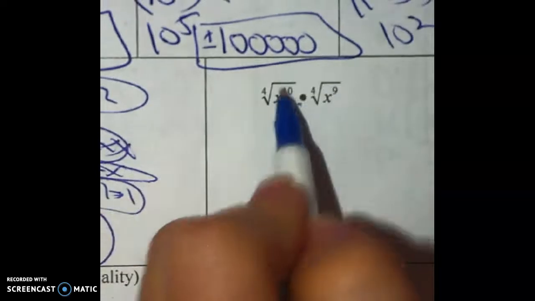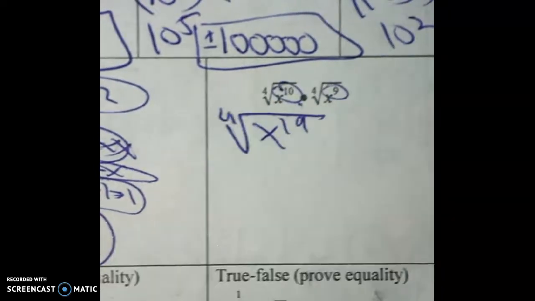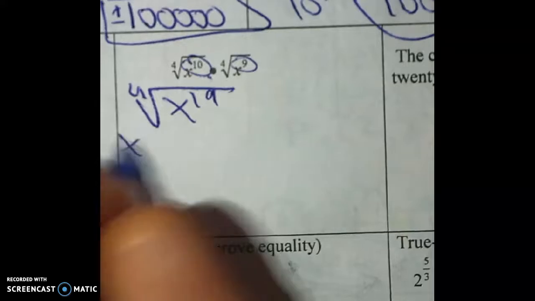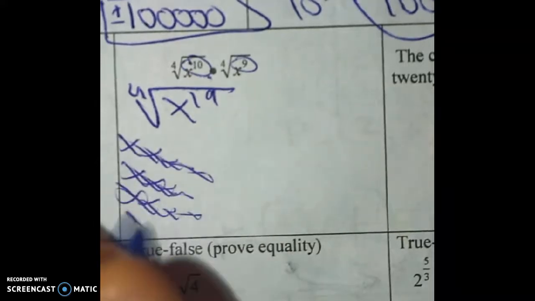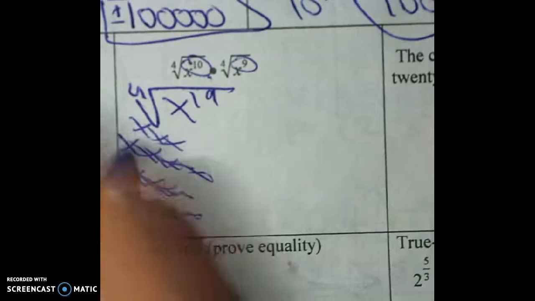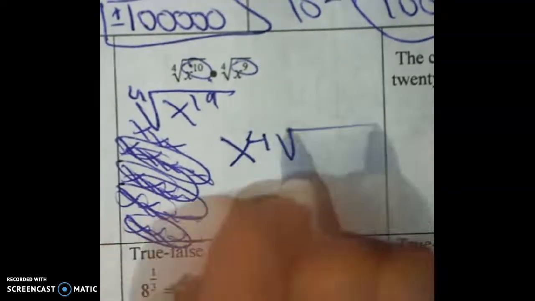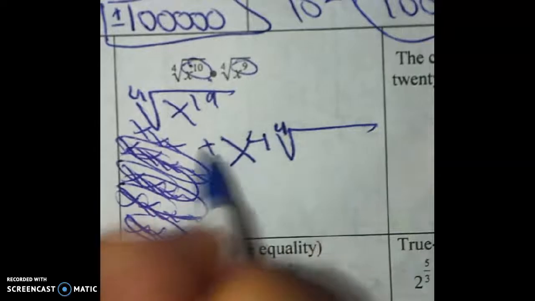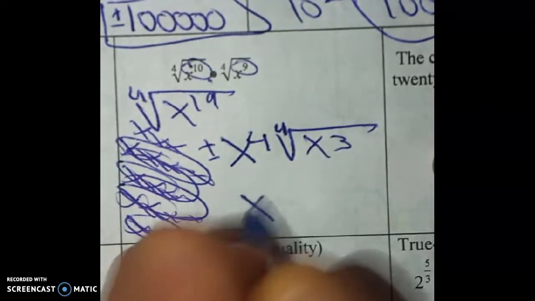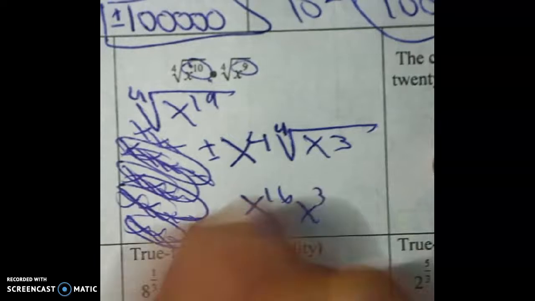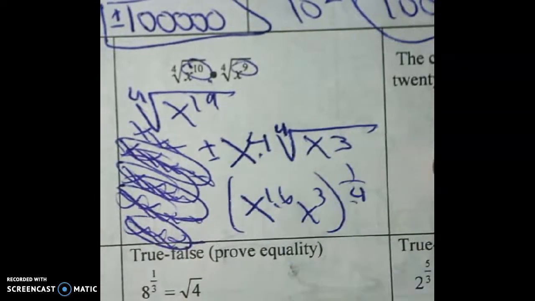So multiply with exponents means add. So there's really 19 of them. If you're going to do your piles, 1, 2, 3, 4, and so on, you'll end up with x to the 4th root, plus or minus, 3 left over. If you're going to do it in exponential form, you're going x to the 16th, x cubed, to the 1/4. 16 and 4 gives you 4.